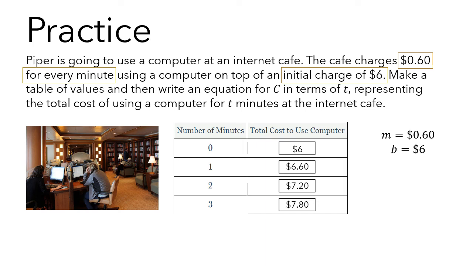We can put those two things together and write our equation. Using function notation, C of t equals the initial amount 6 plus 0.60, or 60 cents, times t, the number of minutes.